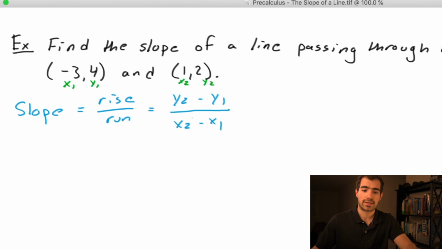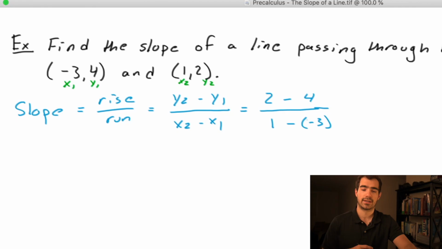And so y2 is going to be 2, and so we'll plug that in here. y1 is going to be 4, and so we'll do 2 minus 4 divided by x2, which is 1, minus x1, which is -3. Now I'm going to be careful with my parentheses here and make sure I put the quantity -3, so I know that we're doing 1 minus -3 rather than just 1 minus 3. But once we have that, all that's left to do is to do the arithmetic.